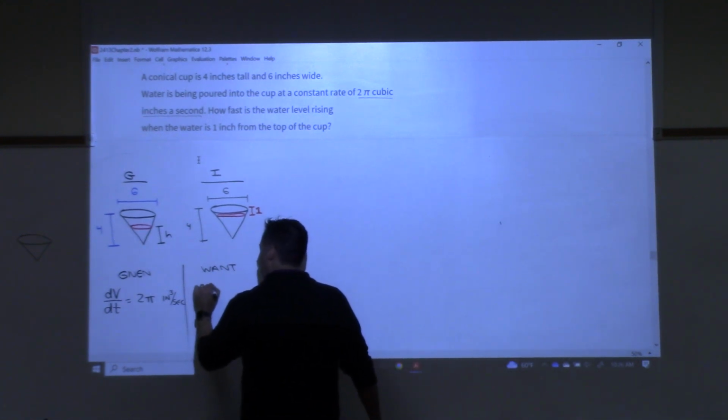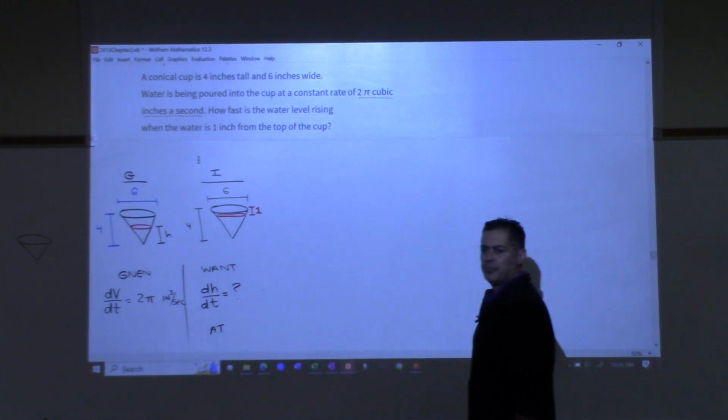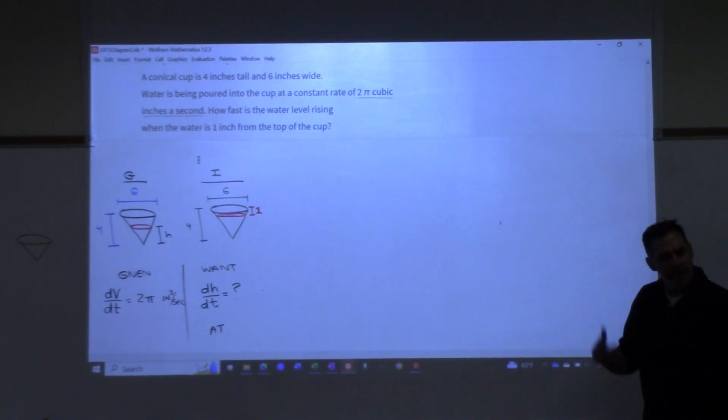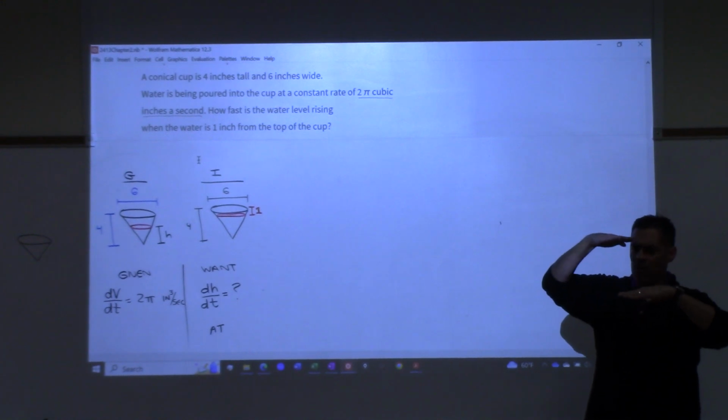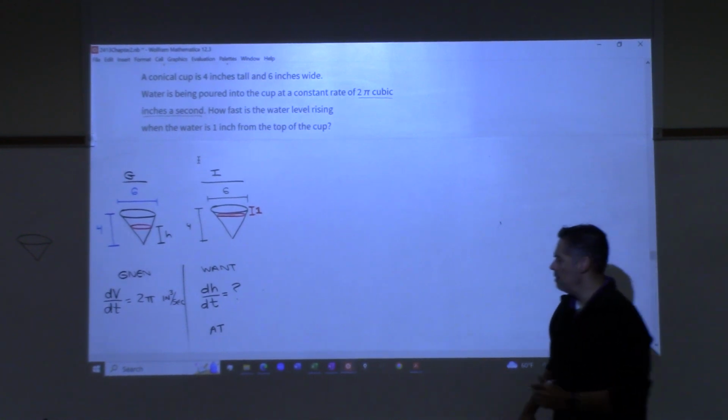So I want to know how fast that height's changing, right? I want to know what's dh dt at the moment what? That it's 1 inch from the top. Is there another way I could say that? H equals 3. H is 3, right? In other words, if the cup's only 4 inches tall, then 1 inch from the top would mean that the height of the water is 3.